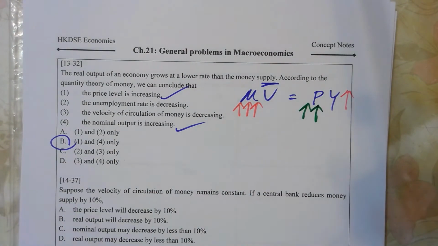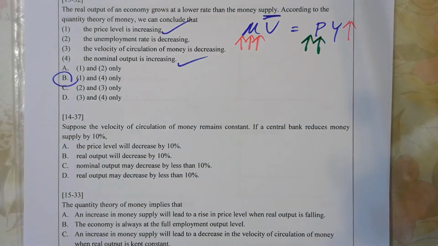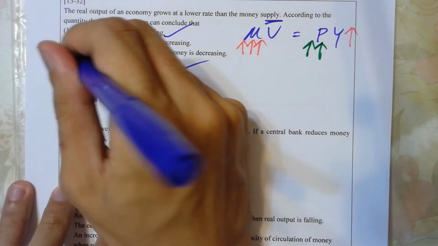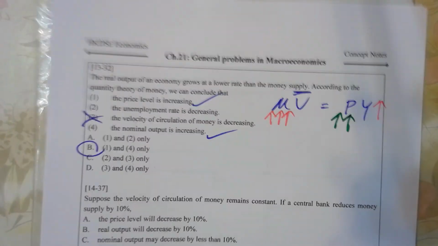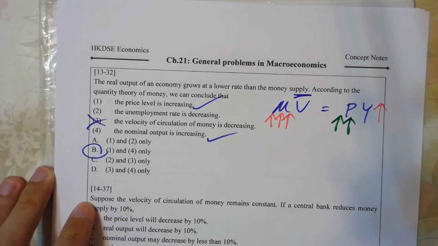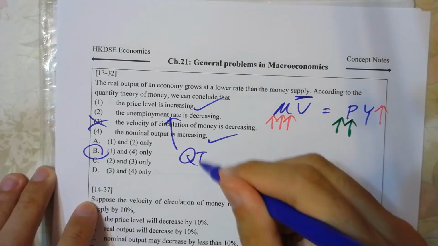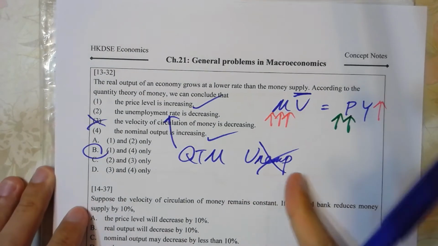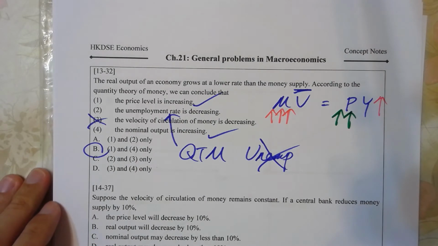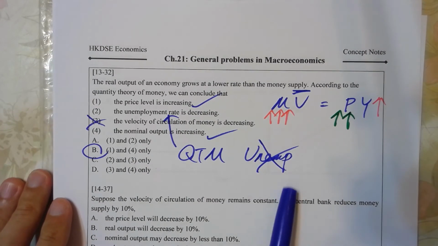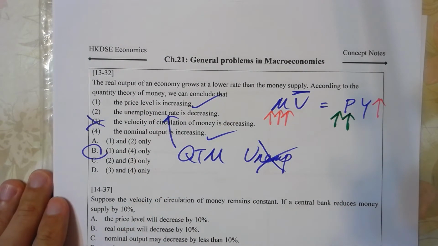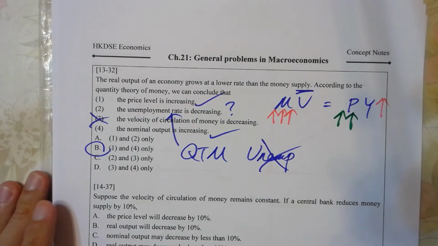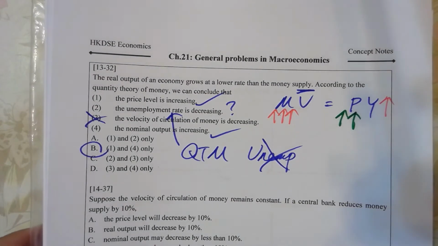Yes, 1 and 4. Now, take a look at here. What about 2 and 3? First of all, 2. Velocity decreasing. Whenever you see velocity changing, it must be wrong. No need to ask, no need to think. Another thing, unemployment rate is decreasing. Remember, QTM does not concern unemployment. It says nothing about unemployment. Only AD-AS will say something about unemployment. But this is according to QTM. QTM says nothing about unemployment. So, how do we know? Right? Number 2, a big question mark. Alright, now next one.